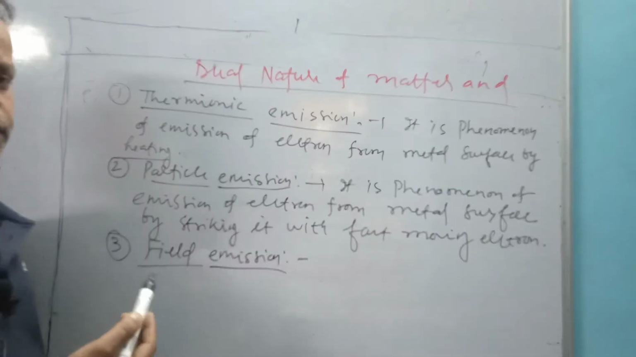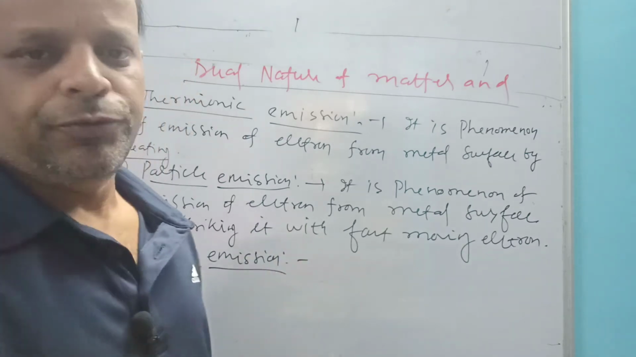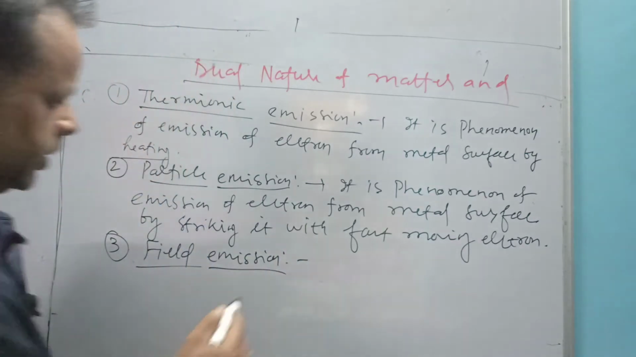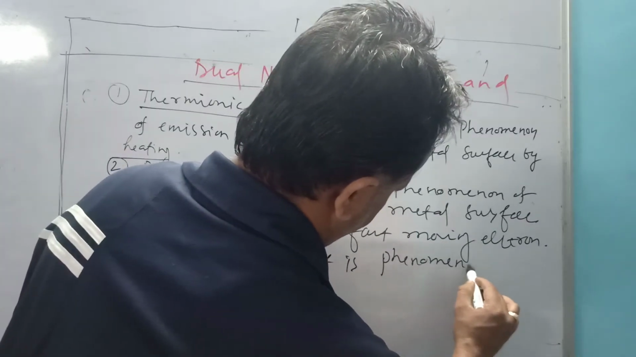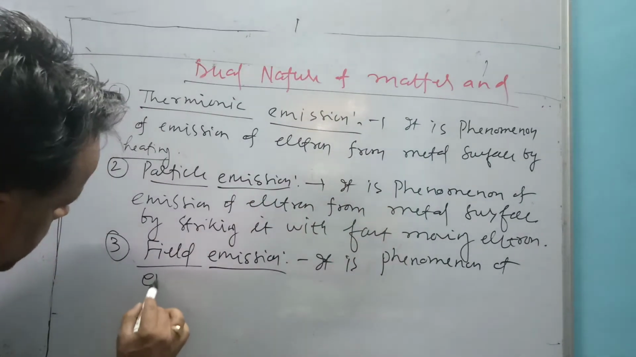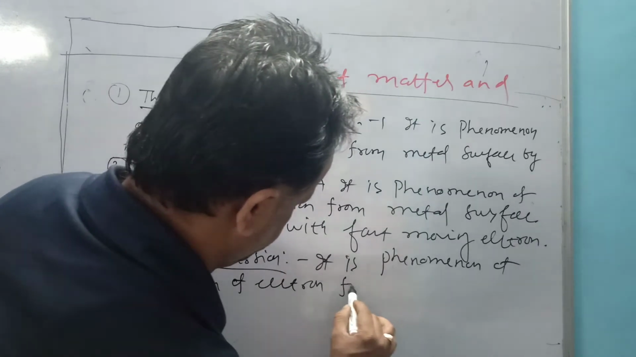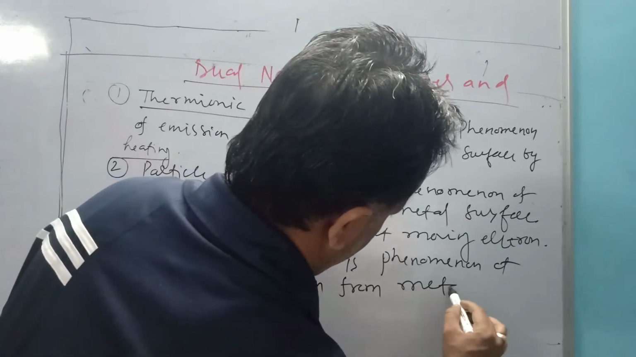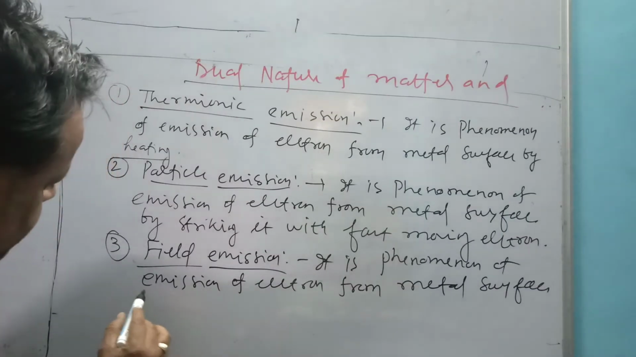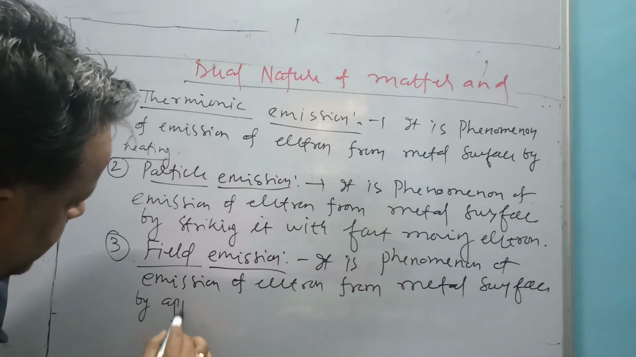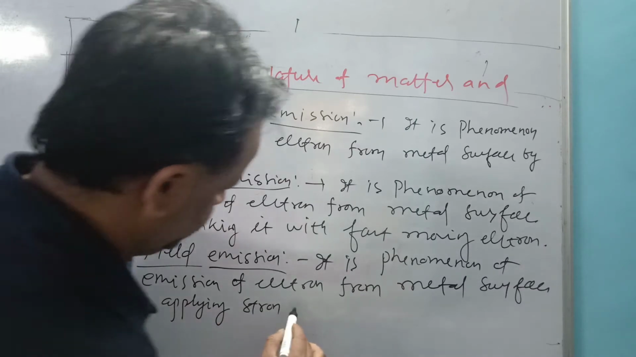Then comes field emission. See, electrons are basically negatively charged. We apply a strong positive field that will be enough for removal of electron from the metal surface. You will say that it is the phenomenon of emission of electron from metal surface by applying strong electric field on it.